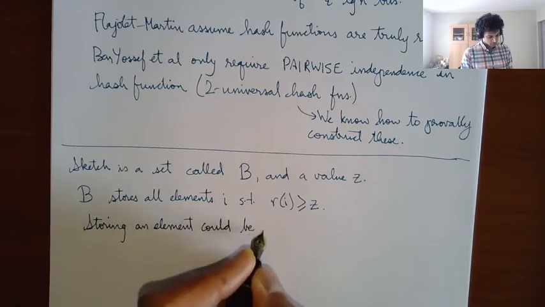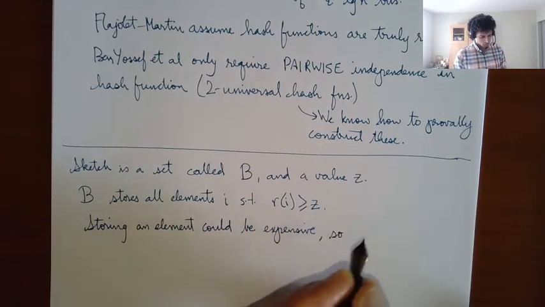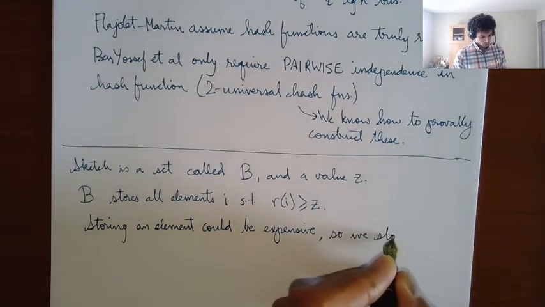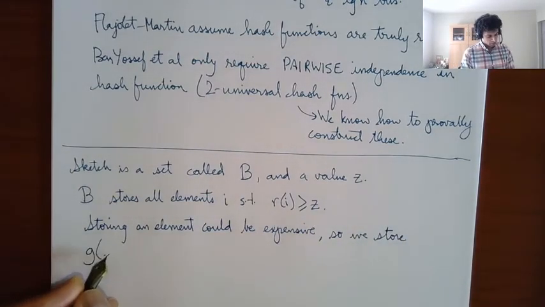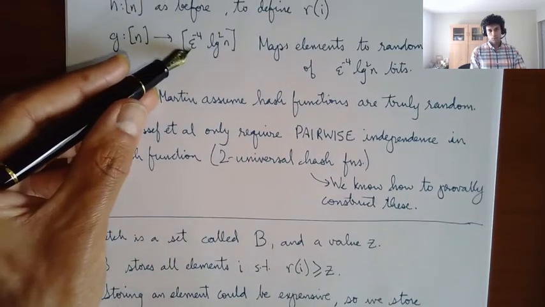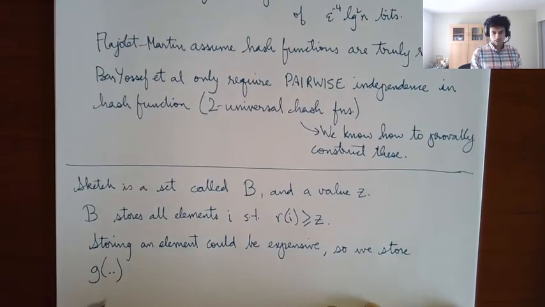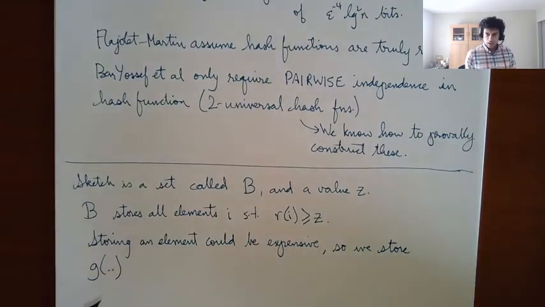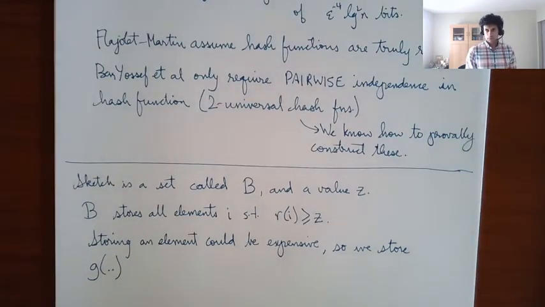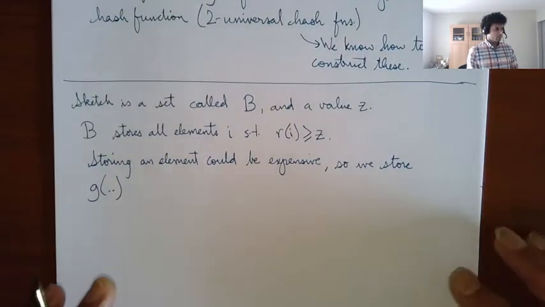Now storing an element could be expensive. So we store G of that element, and G of that element is much smaller. The key is, instead of storing all these elements, we store the hash of these elements. And now we have to be careful that this hash is going to work the way we want. Okay, so now let me write down the algorithm. I'll talk through it, and then we can do the analysis.